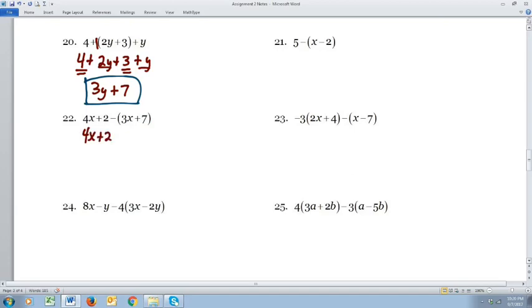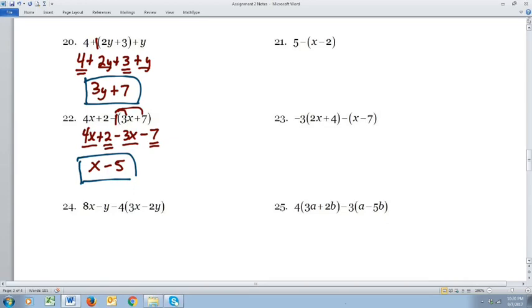We're going to bring down the 4x plus 2, and now we're distributing a negative 1. Remember, that's going to change each of our signs. So the 3x is going to become a minus 3x, and the 7 is going to become a minus 7. Again, distributing by a negative 1 is just changing the signs of each term inside the parentheses. So we'll combine our like terms, and we're going to end up with x minus 5.